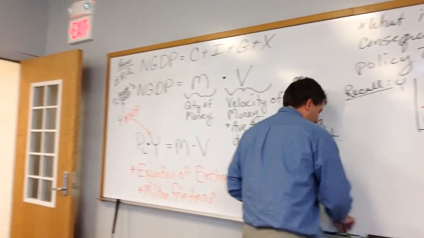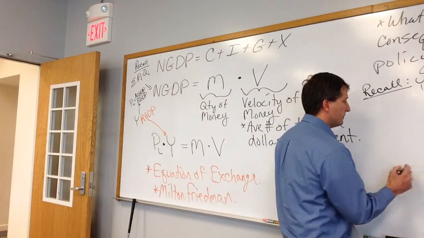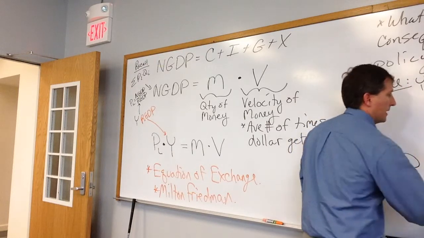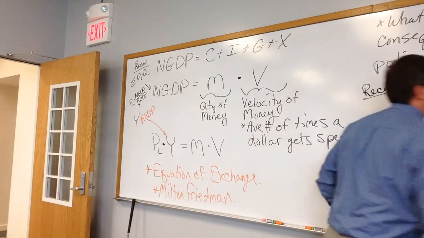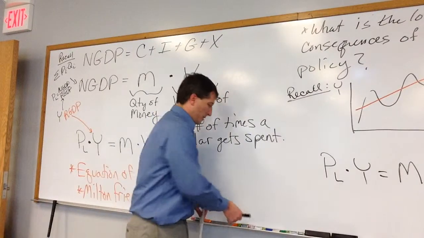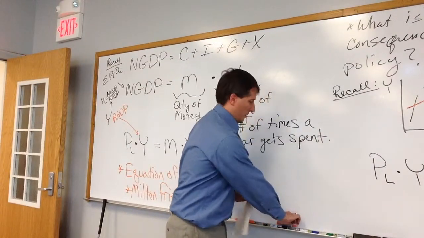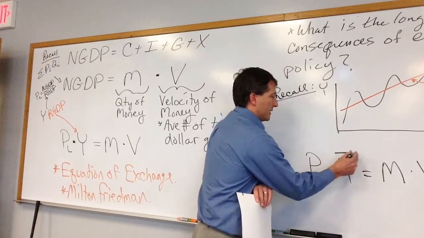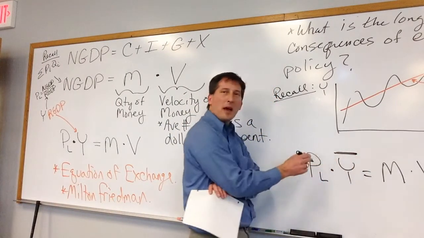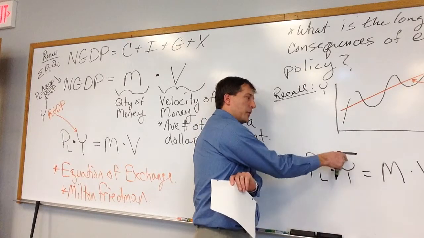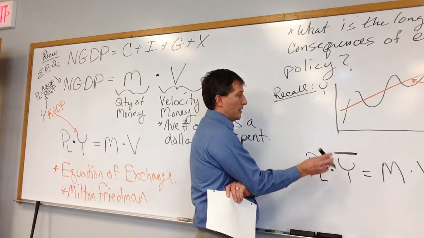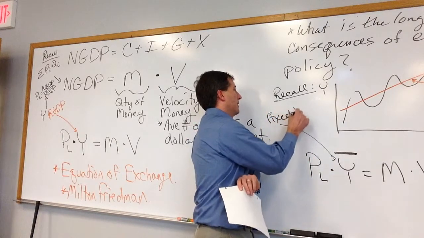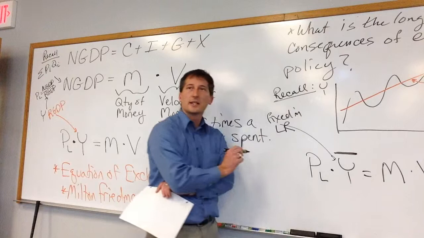So if we go back to the equation of exchange and we look at the price level times real GDP equals the quantity of money times the velocity of money, what Friedman thought was, in the long run, this is fixed. So this is kind of a mathematical notation to a variable being fixed, is putting this little bar above it. So this is kind of fixed in the long run. It's fairly stable.